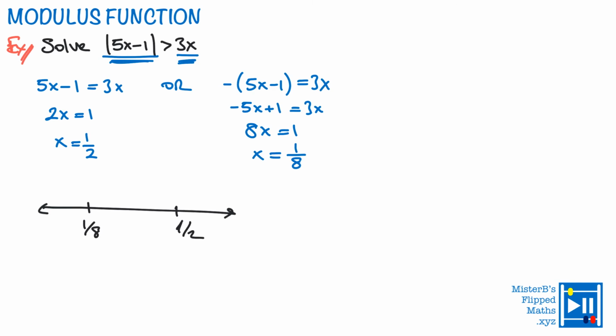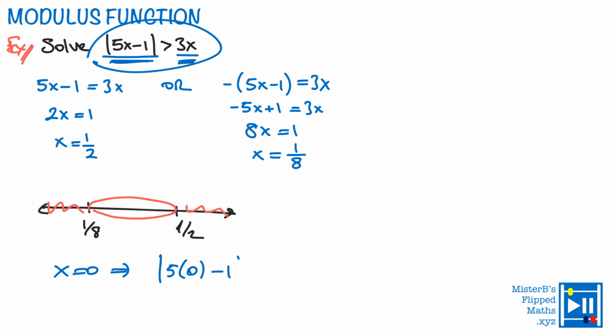And if you remember from IGCSE, when you have an inequality and you end up with two values, it is either in between those roots where the solution is or outside, right? So I can just test this. I can say, let's say x equals 0. What happens to the inequality? So I go like absolute value of 5 times 0 minus 1 greater than, we don't know it, of course, 3 times 0. So 5 times 0 is 0, 0 minus 1 is minus 1, and absolute value of minus 1 is 1, which is greater than 3 times 0, which is 0.